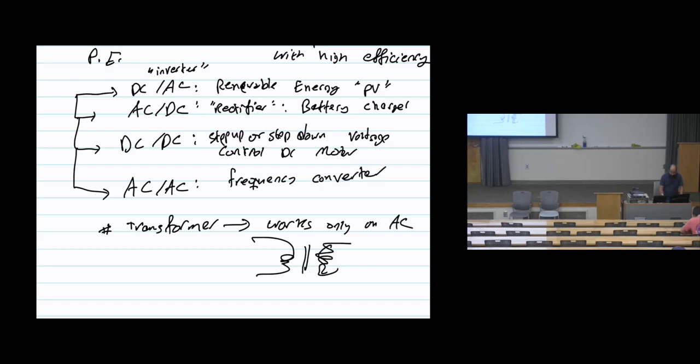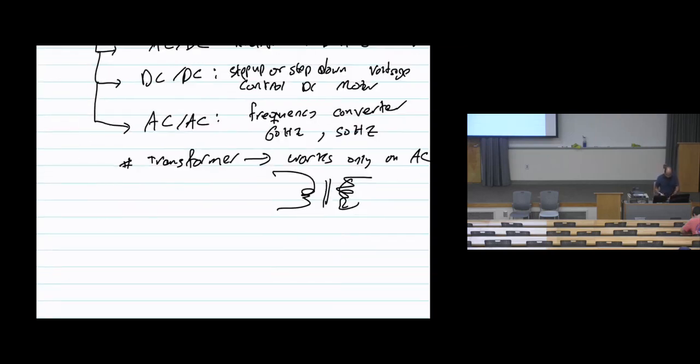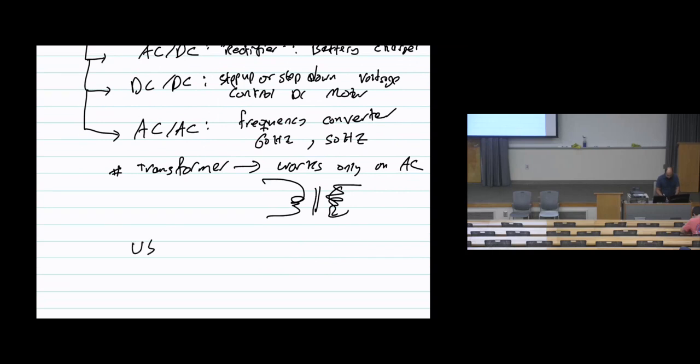Frequency converter, like what? Like 60 hertz, 50 hertz conversion between these. As we know, the systems can be either 60 hertz or 50 hertz. For example, in the US, it's 60 hertz. In Europe, it is 50 hertz.